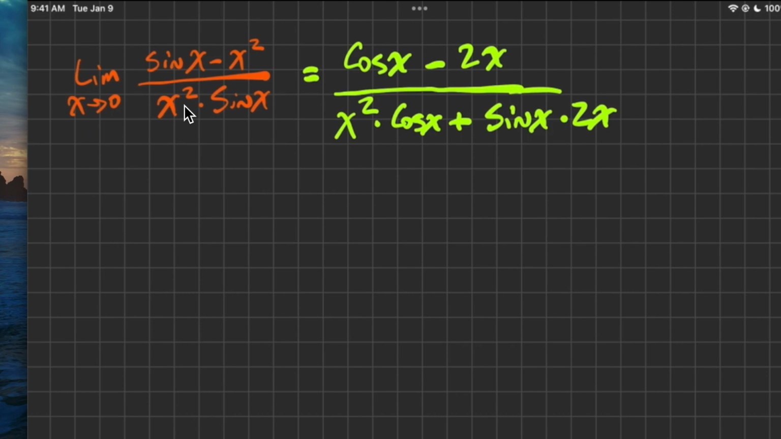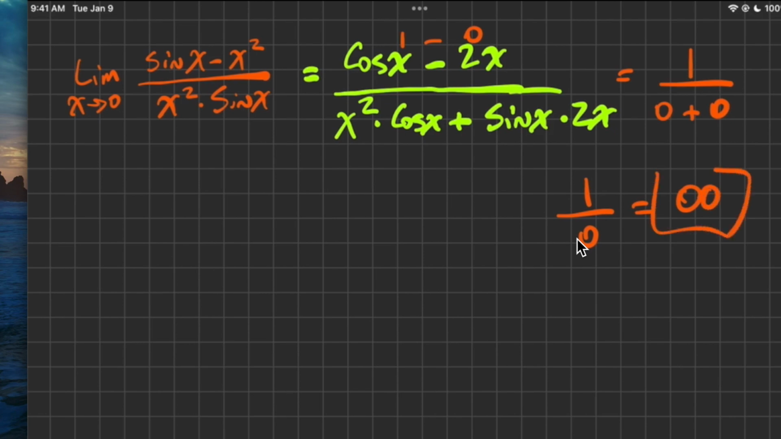Okay, now we're going to try to plug in 0. When we plug in 0, cosine of 0 is 1, minus 0, so we have 1 in the numerator. On the bottom, we're going to have 0 times 1, which is 0, plus the sine of 0 is 0 times 0. We're going to have 1 over 0, and 1 over a very, very, very small number is going to be infinity.